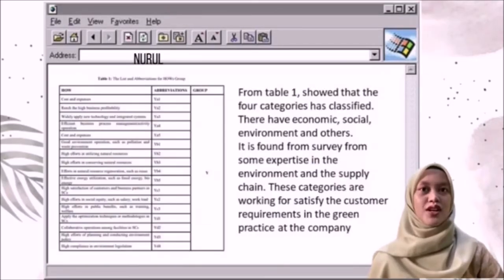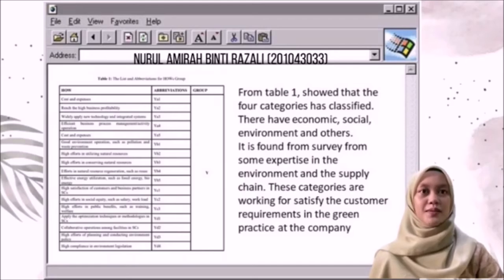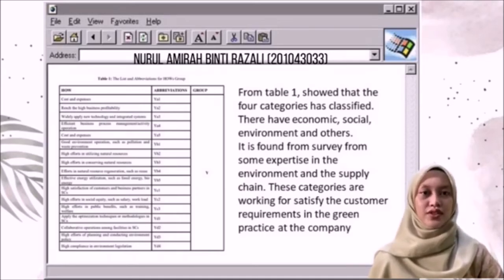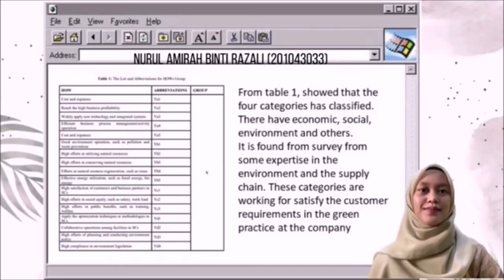From table 1, it shows the 4 categories that have been classified. They are economic, social, environment, and others. This is found from a survey of some experts in the environment and supply chains. These categories are used to certify the customer requirements in the green practice at the company. Table 1 shows the list and abbreviation for the how group.